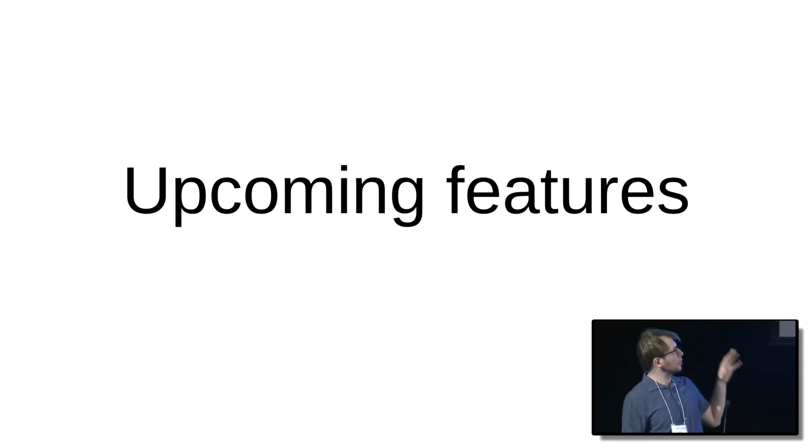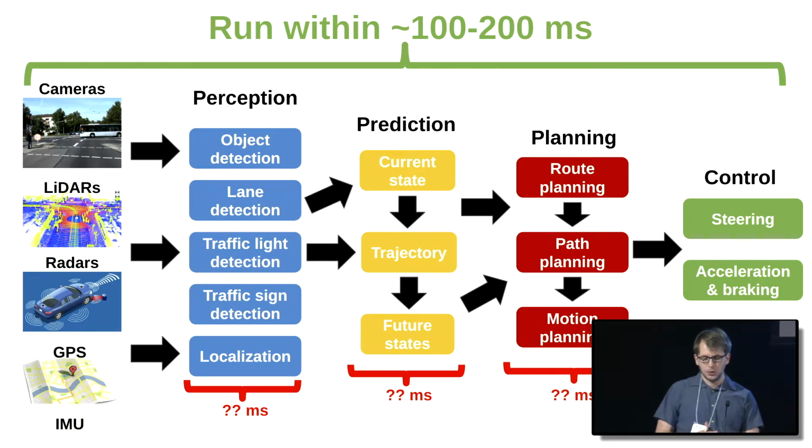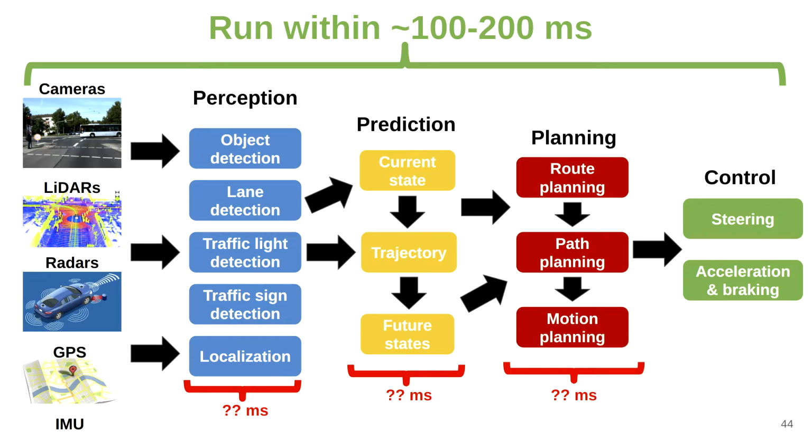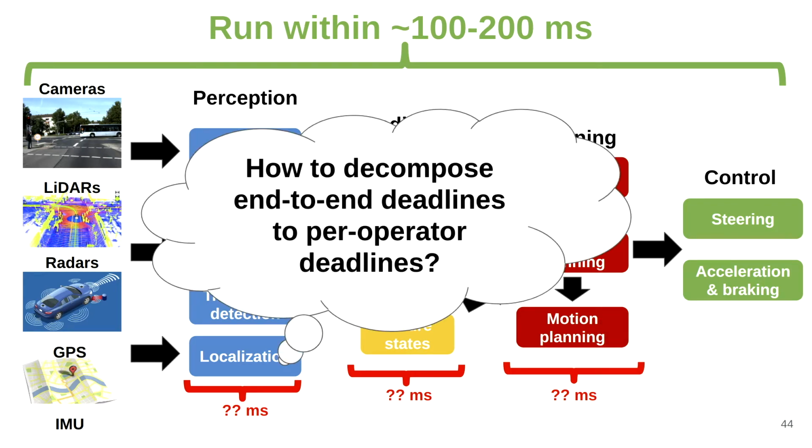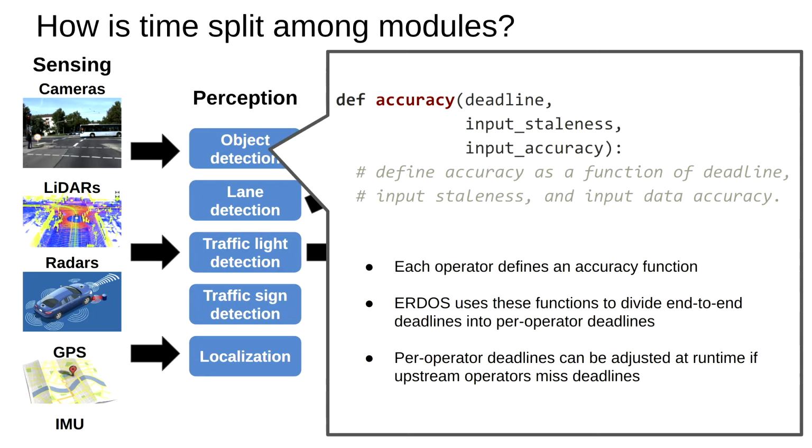So I want to quickly switch gears into an upcoming feature that we are currently developing and that I'm really excited about. This feature has to do with the end-to-end deadlines. And the question is, how do you divide an end-to-end deadline into per operator deadlines? The way it works in ERDOS is that users have to define an accuracy function per operator, and this is a function of deadline, input staleness, and input accuracy, and it's an indication of the accuracy that the operator can achieve within that deadline. And ERDOS uses these functions to assign time and divide the end-to-end time into per operator deadlines.